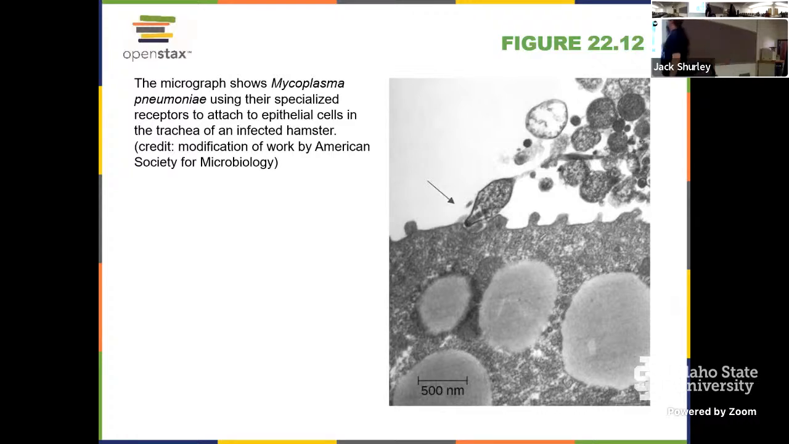This is coming from an infected hamster, but this is something that when it plagues us causes pneumonia, though it's a little bit different than some of the pneumonias that we've mentioned or will be mentioning as we progress along. It's a little more mild. Mycoplasma pneumoniae causes pneumonia that we classify as walking pneumonia, something you've all probably heard about.